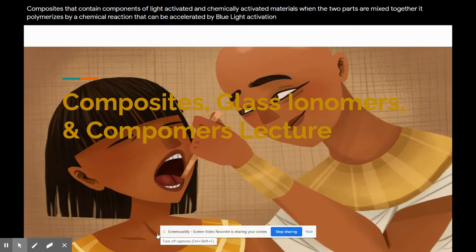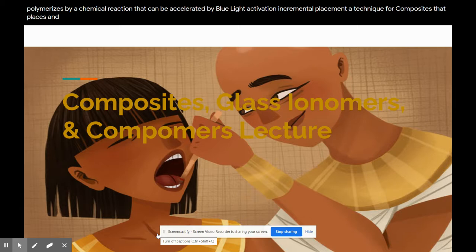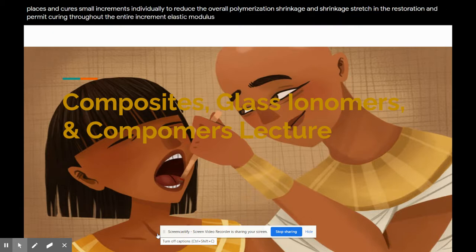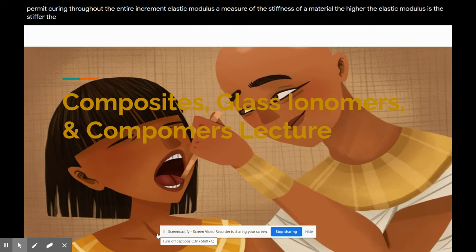activation. Incremental placement, a technique for composites that places and cures small increments individually to reduce the overall polymerization shrinkage stress in the restoration and permit curing throughout the entire increment. Elastic modulus, a measure of the stiffness of a material. The higher the elastic modulus, the stiffer the material.